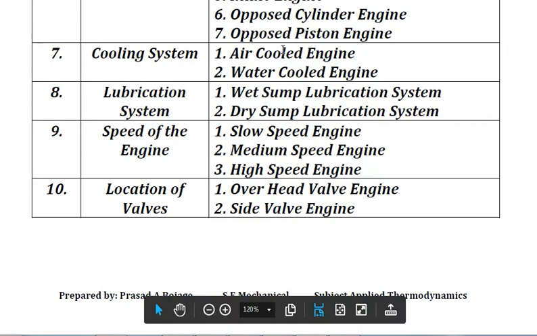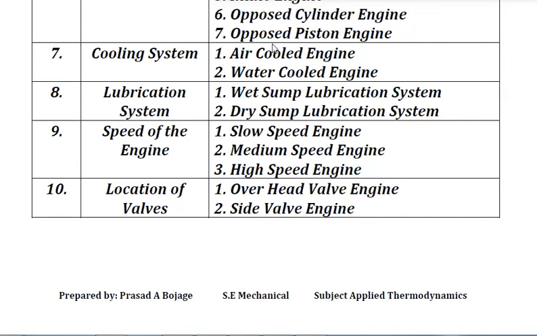Moving ahead, the speed of the engine. Engines are also sometimes classified based on speed: slow speed engines, medium speed engines, and high speed engines. Speed means the crankshaft speed. Low speed engines are engines which have a speed range from as small as 100 rpm to around 1000 to 1200 rpm. This category of engines is generally called slow speed engines.